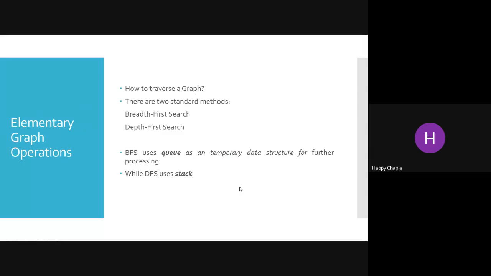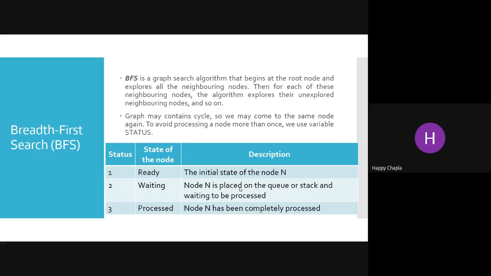Now, elementary graph operation. How to traverse a graph? There are two standard methods, breadth first search and depth first search. BFS uses the queue as a temporary data structure for further processing, while DFS uses the stack. BFS is a graph search algorithm that begins at the root node and explores all the neighboring nodes. Then, for each of these neighboring nodes, the algorithm explores their unexplored neighboring nodes and so on.